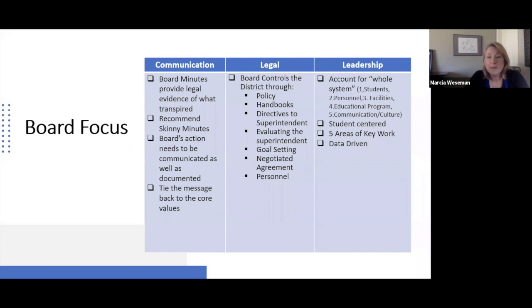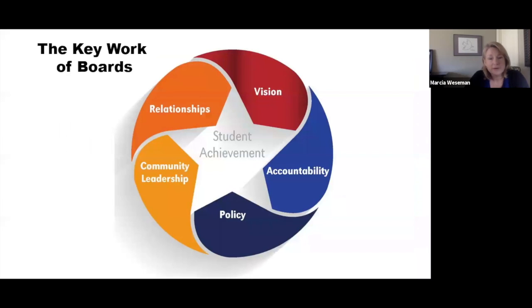So we're going to talk about the 5 aspects of your role, those related to students, personnel, facilities, the educational programming, and how all of those pieces are tied together through communication and culture. But we're going to start our work today looking at the 5 areas of the key work of the Board of Education. So those 5 areas are vision, accountability, policy, community leadership, and relationships. That key work of the board is what accounts for student achievement.